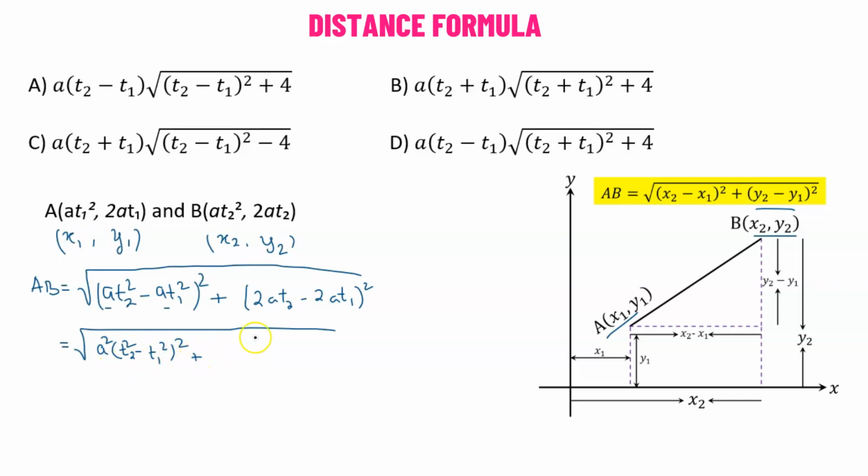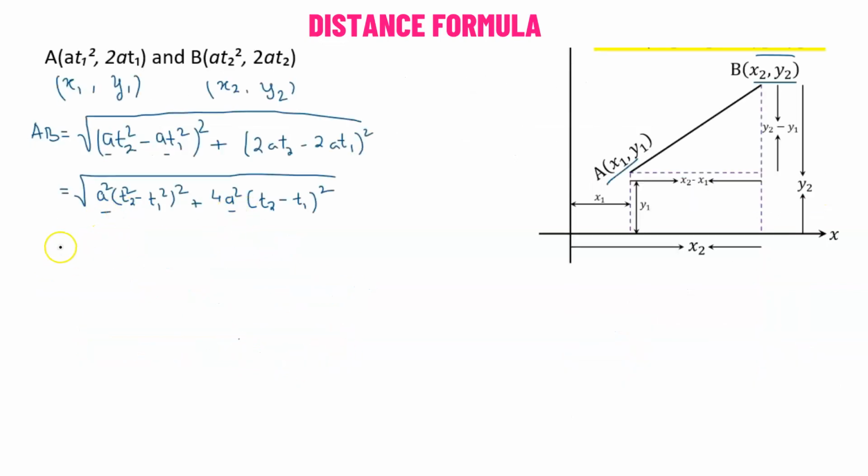This will be simply added to the next term. Here we have 2at2 minus 2at1 inside the parentheses. So if we take 2a as the common factor, squaring it gives us 4a squared. This will be multiplied to (t2 minus t1) whole squared. Now we have a squared common to both the terms, so we can pull it out. So we have a multiplied to the square root of, so we have (t2 squared minus t1 squared) whole squared.